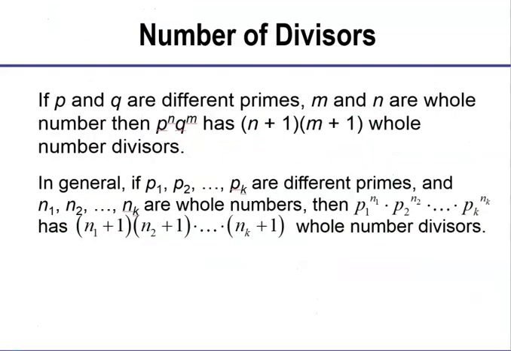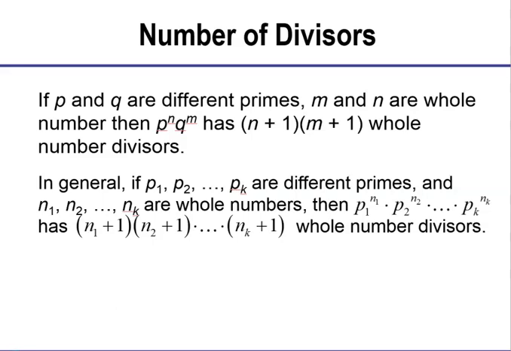Now this is a fun property here. If P and Q are different primes, so for instance, for 24, we had 2 to the third times 3. The 2 would be the P, and then the 3 would be the Q. Our different primes, M and N, are whole numbers. M and N are our exponents. Then we can say, due to the fundamental counting principle, that M plus 1, again, the exponent plus 1 here, times N plus 1, the exponent plus 1 here, is the number of whole number divisors. That's how many divisors you would have.